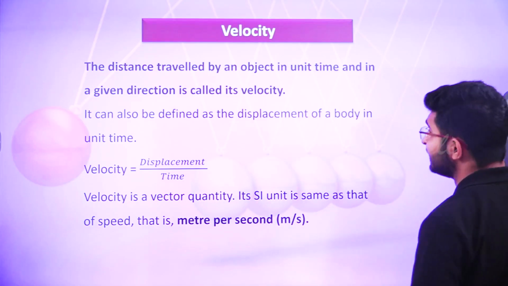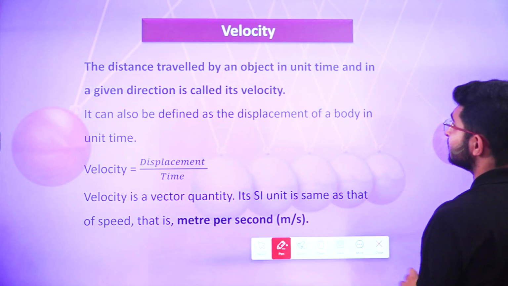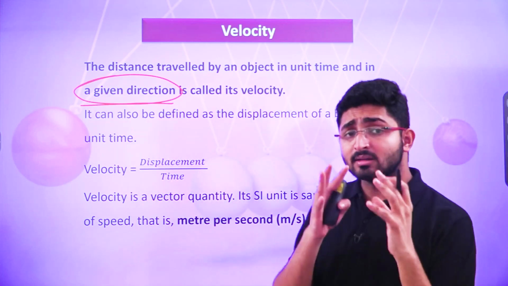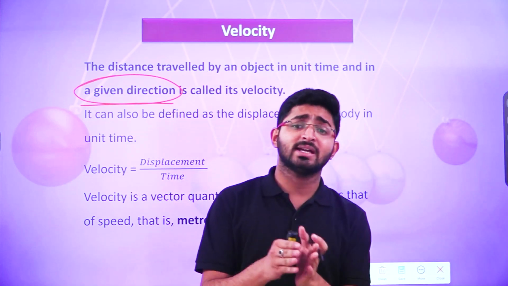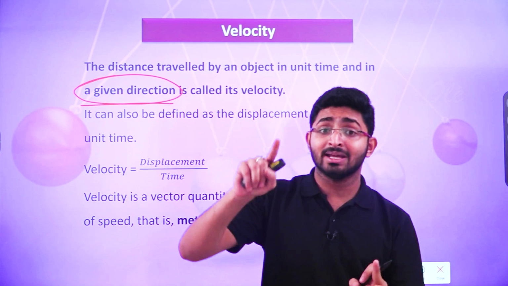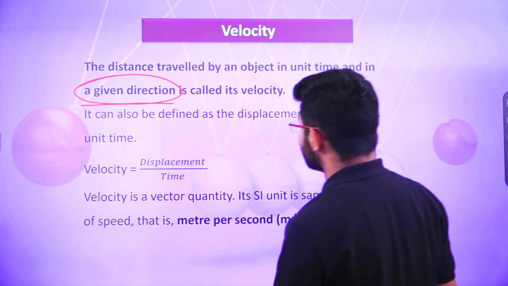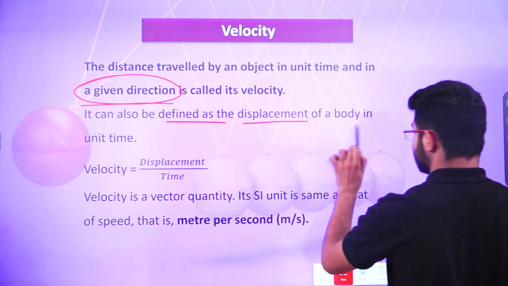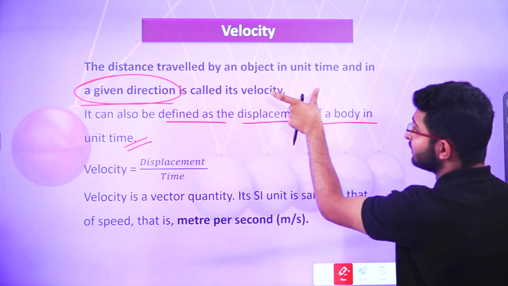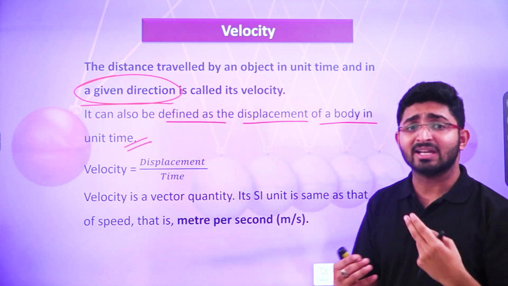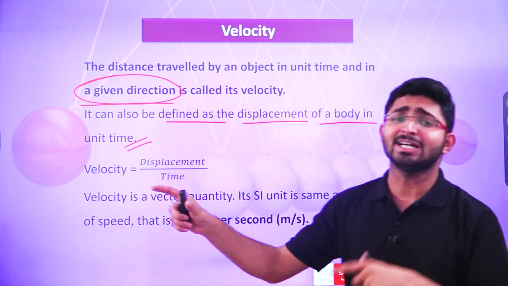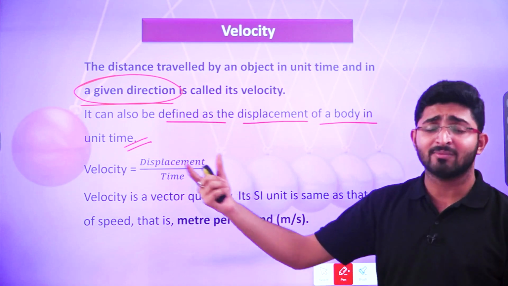So what is velocity? The distance traveled by an object in unit time and in a given direction. See, in the case of speed, we have studied that the distance traveled per unit time is known as speed, but in the case of velocity, it is distance traveled per unit time in a particular direction. So that will be velocity. It can also be defined as the displacement of a body in unit time, because we are taking the distance traveled per unit time in a given direction. So we can also write it as the displacement covered in a unit time.